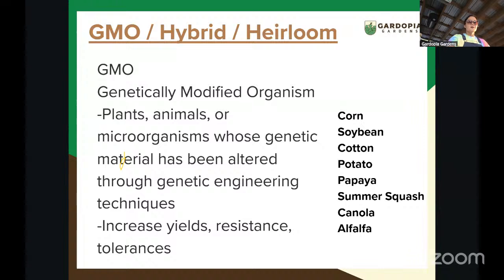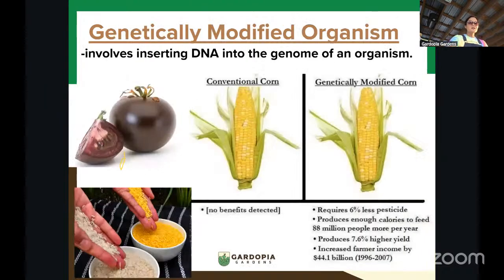And so when you look at corn, soybeans, cotton, potatoes, papaya, summer squash, canola, which is corn, and alfalfa, usually those will be GMO. Unless they are labeled non-GMO, it's going to be GMO. The movie theater popcorn, which is actually its common name, popcorn corn, I know, so inventive, that is GMO, right?